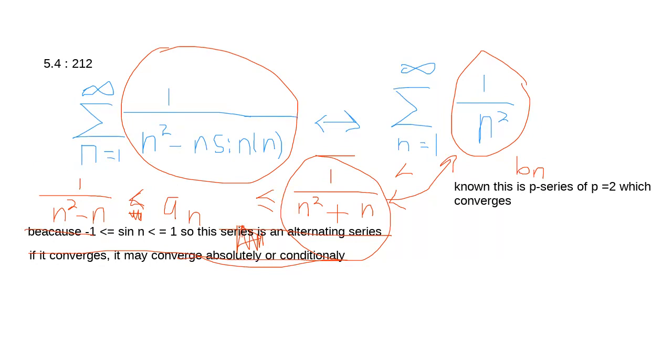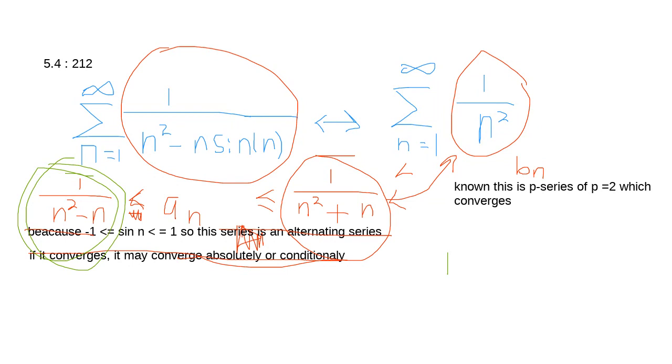But we have the other part. So what about this? When we get 1 over n squared minus n, right? So this term is always greater than 1 over n squared. If the smaller one converges, we cannot say the bigger one converges. Okay?